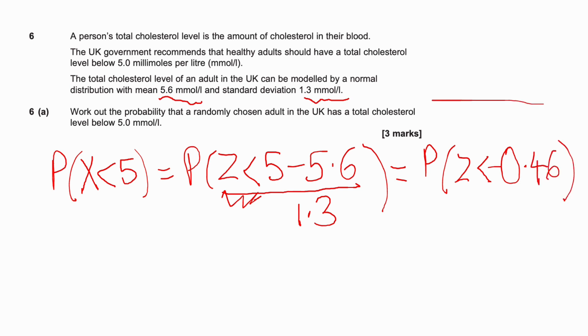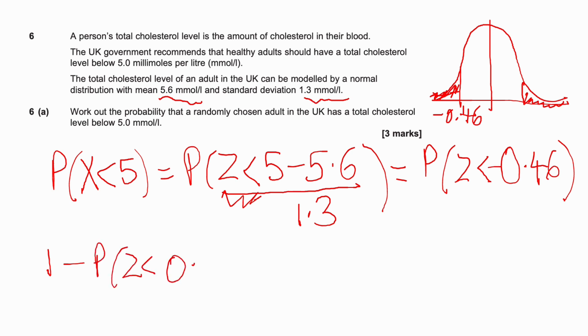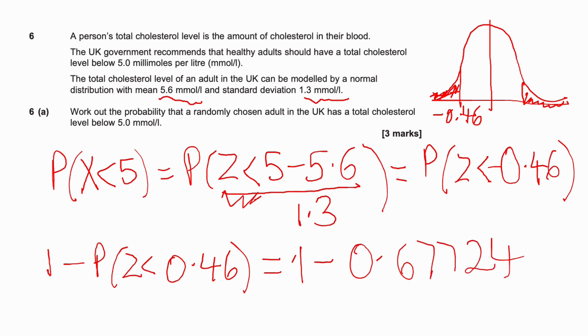So what we need to do now is think about our normal distribution. We are looking for the values that are less than negative 0.46. That is going to be the same as 1 take away the probability of z being less than 0.46. So I'm looking for 0.46 on my table, and that gives me a value of 0.67724. So if I put all that in my calculator, 1 take away 0.67724, I get 0.3228 if I round it to 4 decimal places.